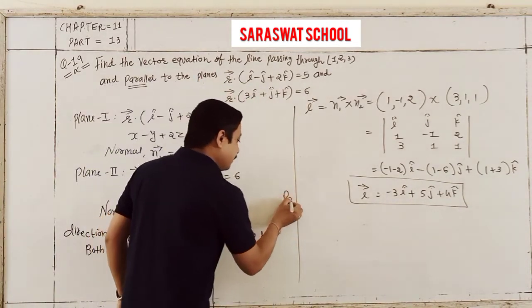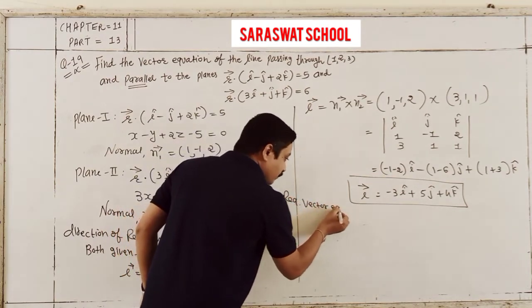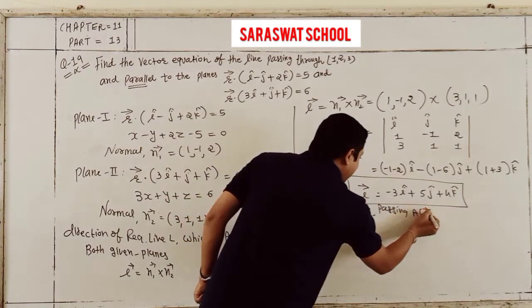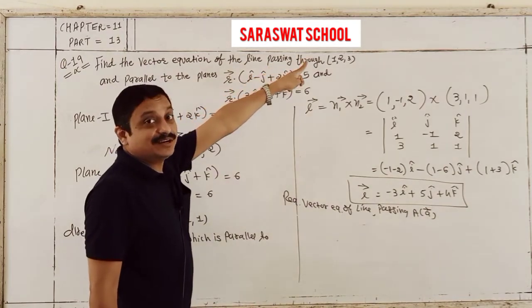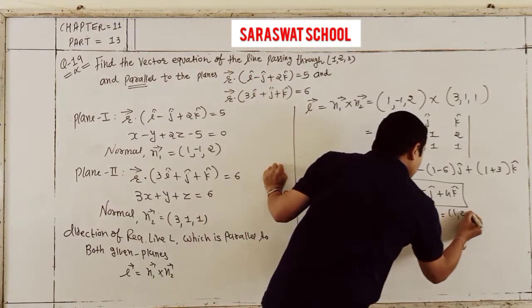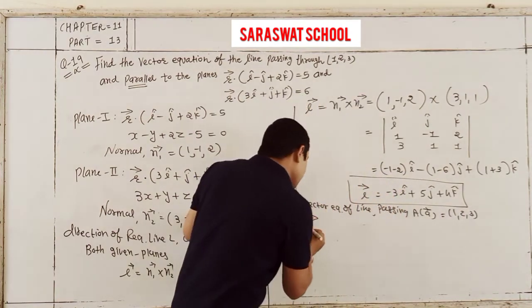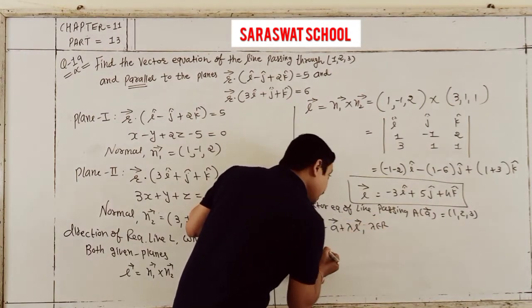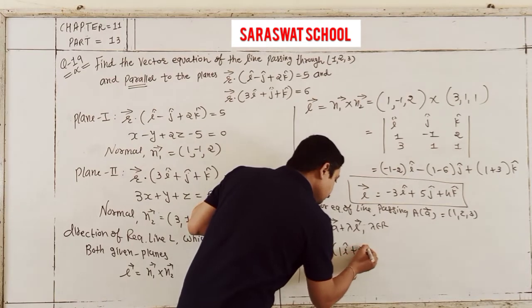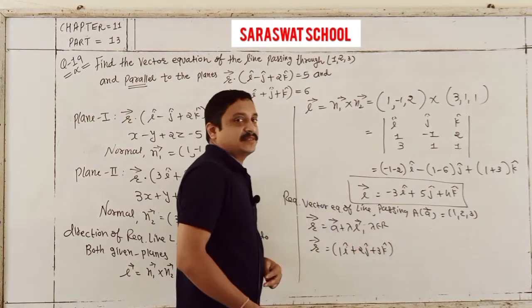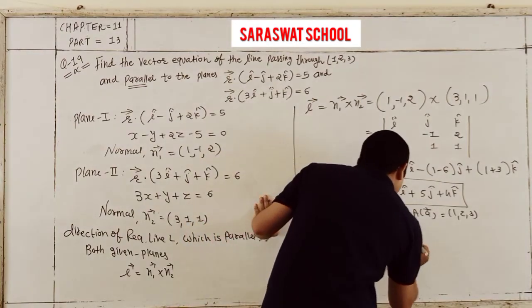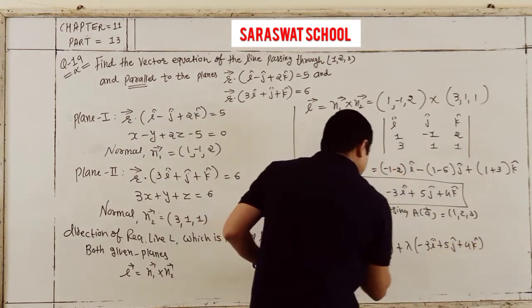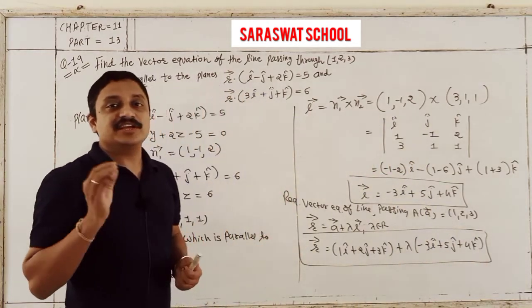Now the required vector equation of the line. Where is it passing through? Check the question. It passes through the given point (1, 2, 3). So I will write here (1, 2, 3), and this is the direction. So r bar is equal to a bar plus lambda l. Put a as (1, 2, 3), so i plus 2j plus 3k, plus lambda times the direction, minus 3i plus 5j plus 4k, and that should be your answer for the vector equation of the line.